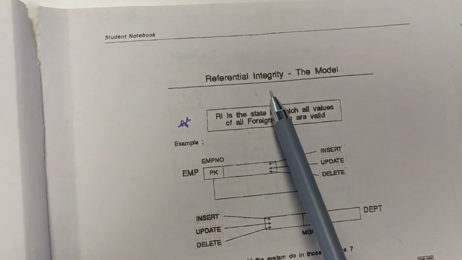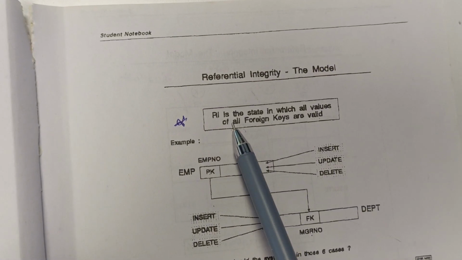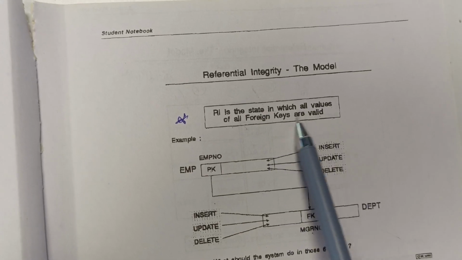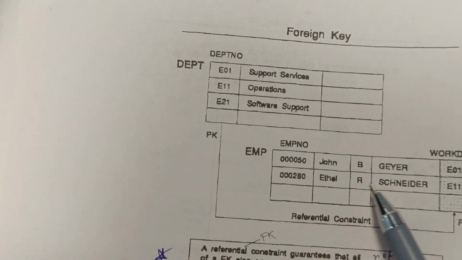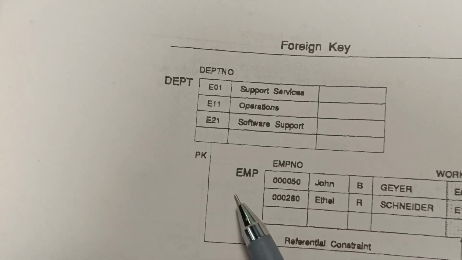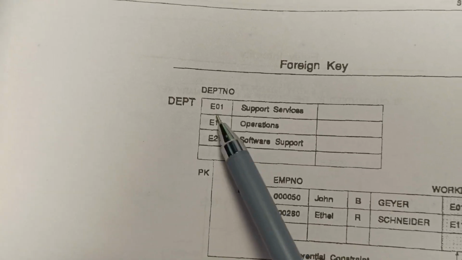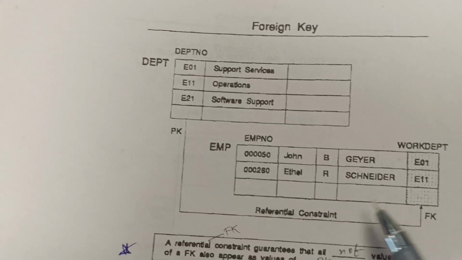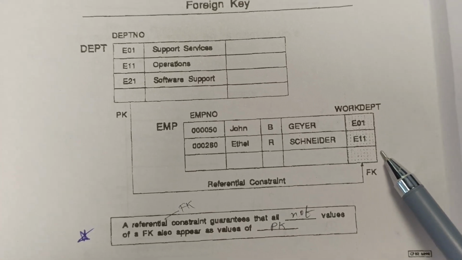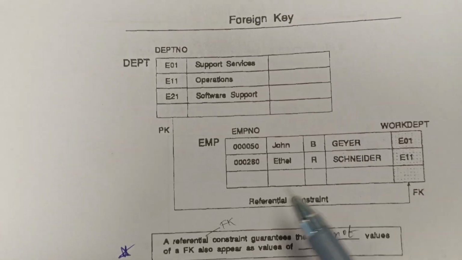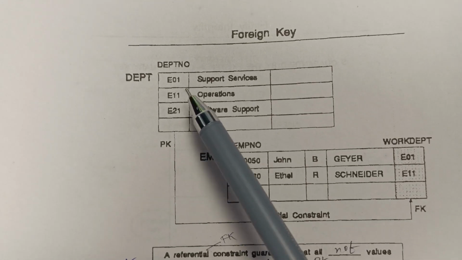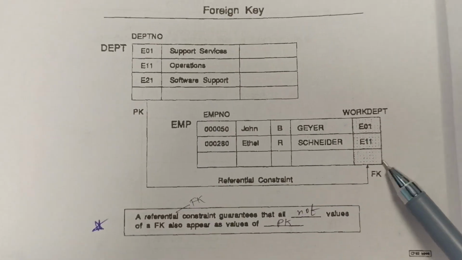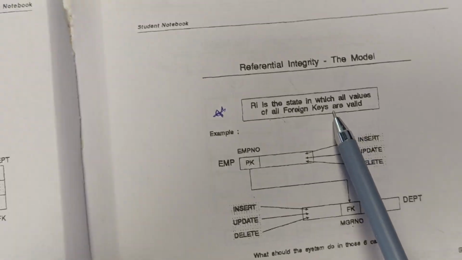Let me show how the referential integrity concept works. Referential integrity is nothing but a state in which all foreign key values are valid. This is a valid scenario. Whenever you are creating a foreign key value here, if this value is not present, it should not be allowed. It should be present in the table. That's called all foreign keys being valid.